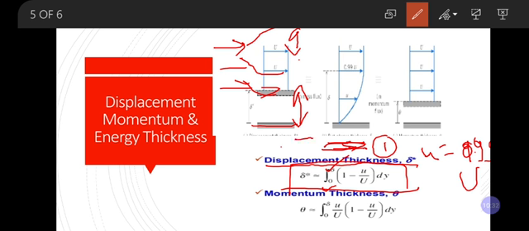Whatever thickness it is, maybe 5 mm, 10 mm, the momentum and the momentum loss in the boundary layer should be the same. That is called the momentum thickness. We have to find that thickness. It is denoted by theta, and again its zone is from 0 to delta. It is given by the integral of u upon capital U, times 1 minus small u upon capital U, dy.